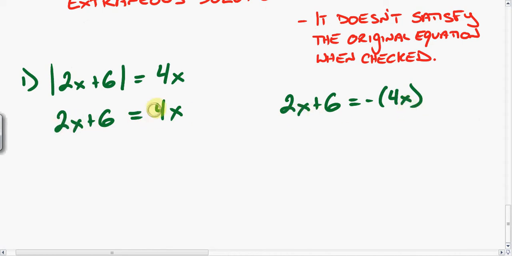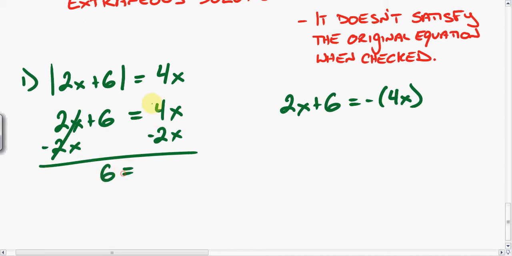We'll start out with the one on the left-hand side. We want to combine our like terms. We see we've got 2x and 4x, so we want to combine those together. I'm going to subtract 2x from each side. 2x minus 2x is 0, which is good. That canceled, and I get 6 equals, and 4x minus 2x is 2x. The last thing I need to do is to detach the 2 from the x, so I'm going to divide both sides by 2. 2 divided by 2 is 1, so those cancel, and x equals 3.